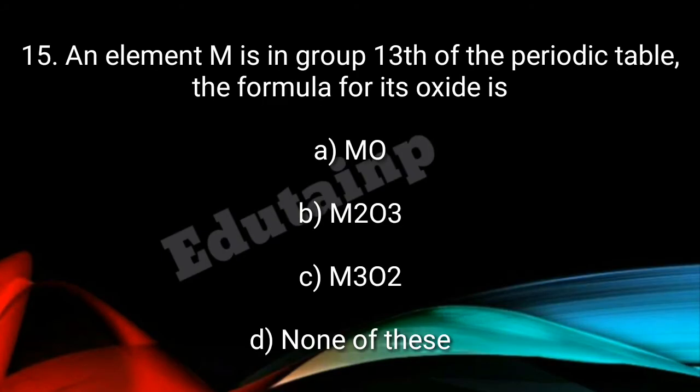An element M is in group 13 of the periodic table. The formula for its oxide is dash. Option A: MO. Option B: M2O3. Option C: M3O2. Option D: none of these.